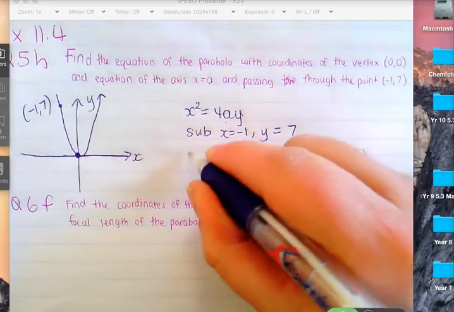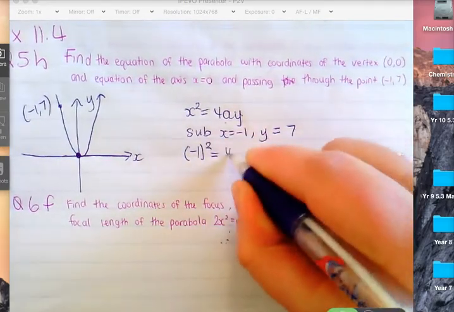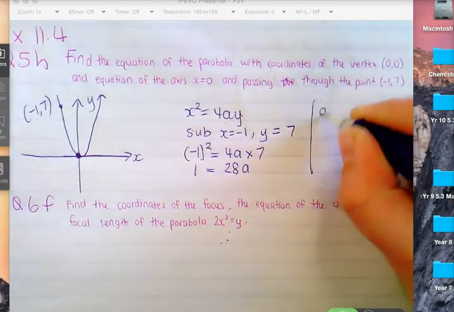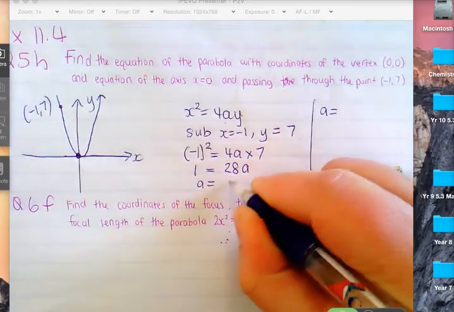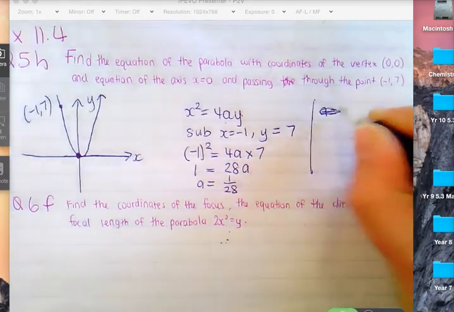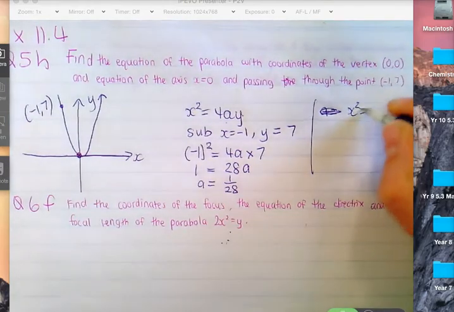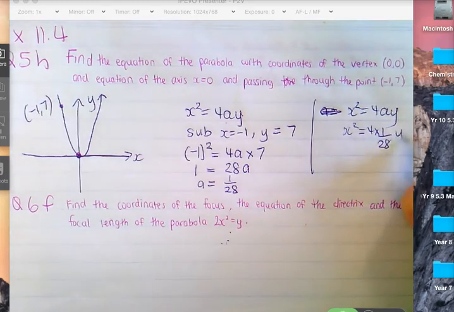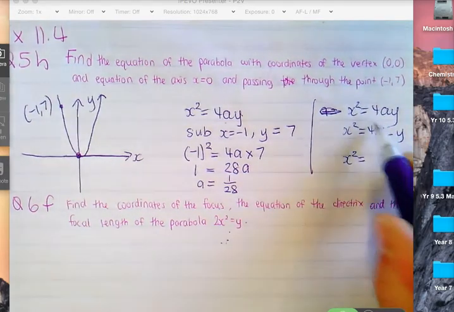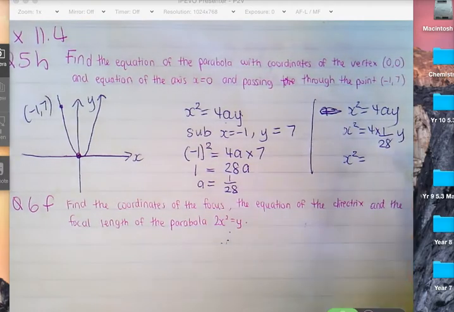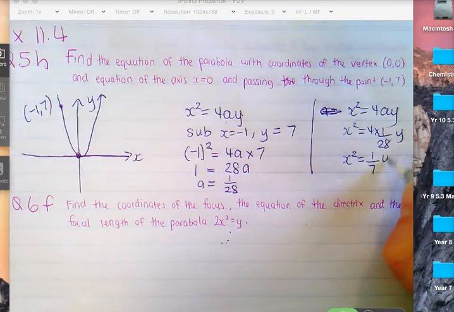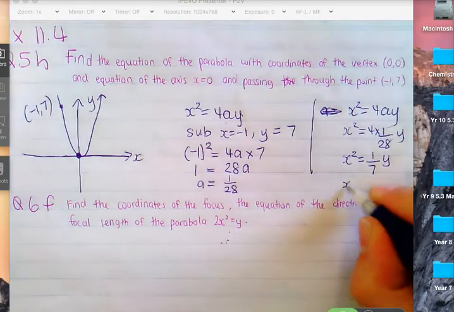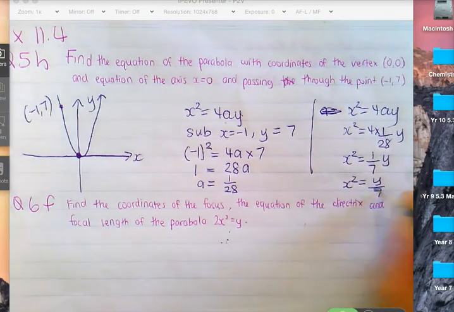Okay, so substitute x is -1, gives me -1 squared is 4a times 7. 1 equals 28a. So therefore a is what? 1 over 28. So your parabola is x squared equals 4ay. We know that a is 1 over 28. So it becomes x squared is 4 over 28, which is what? 1 on 7y. So that's it. X squared equals 1/7 y, or x squared equals y on 7.